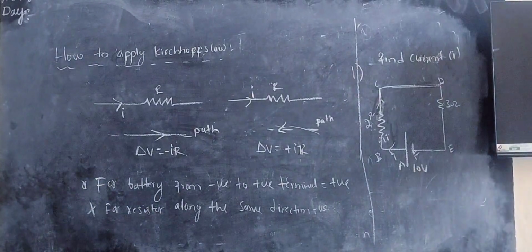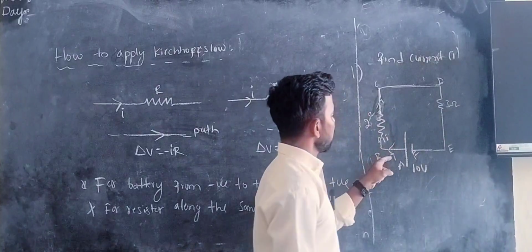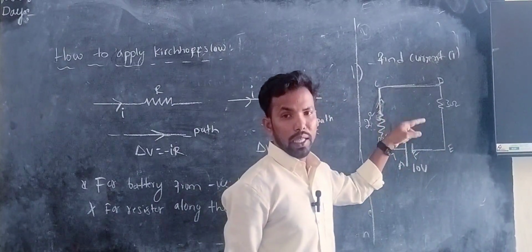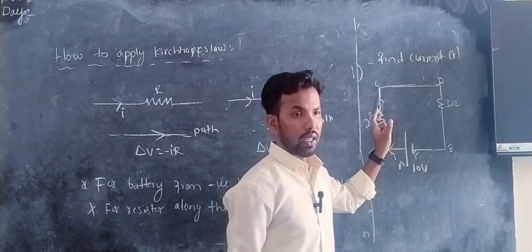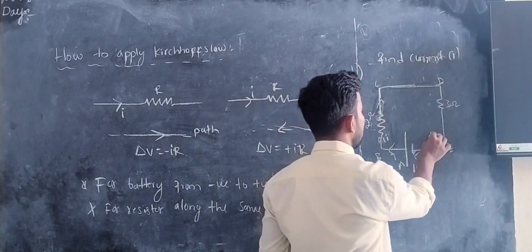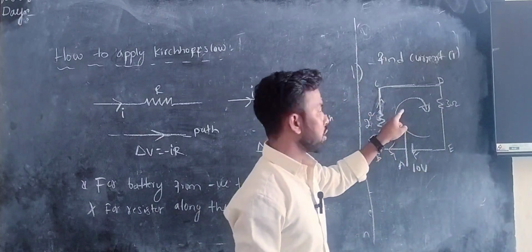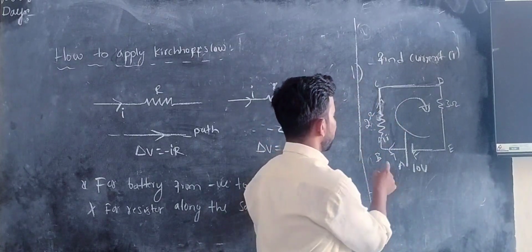Find current I in this circuit. This is a closed loop. So now we can apply Kirchhoff's laws. The second Kirchhoff law. Let us take this direction.